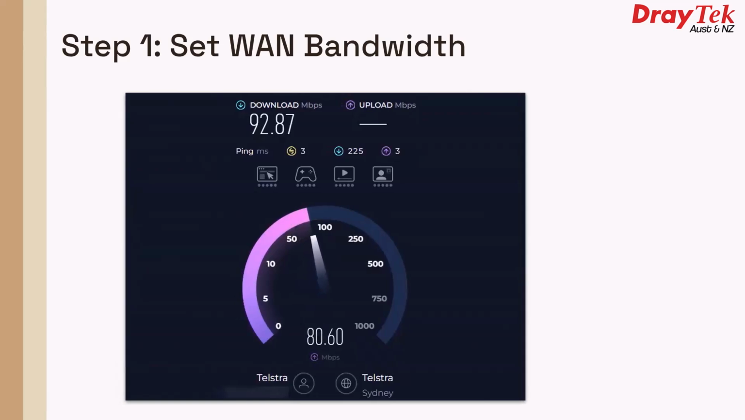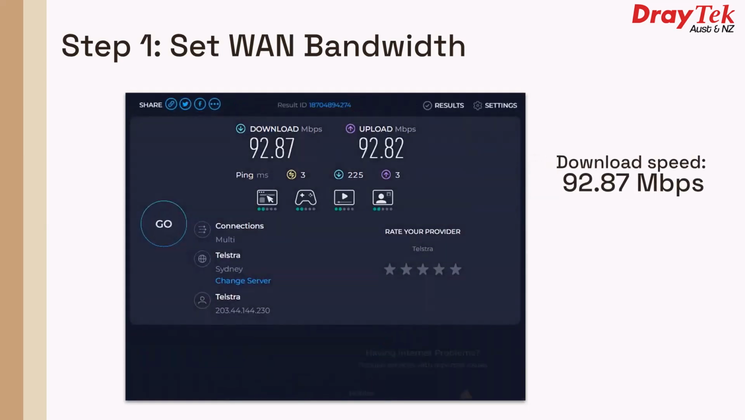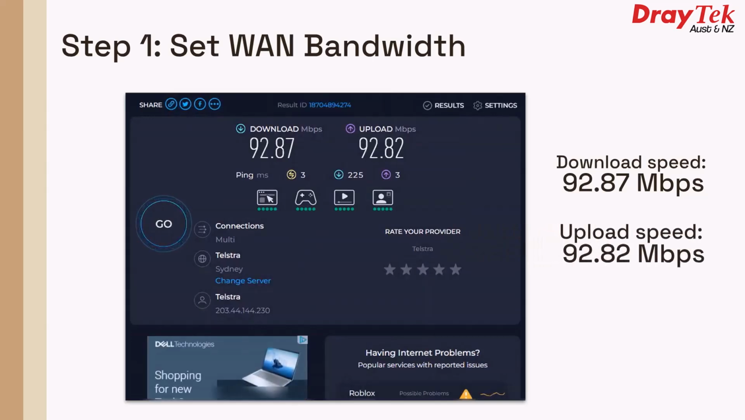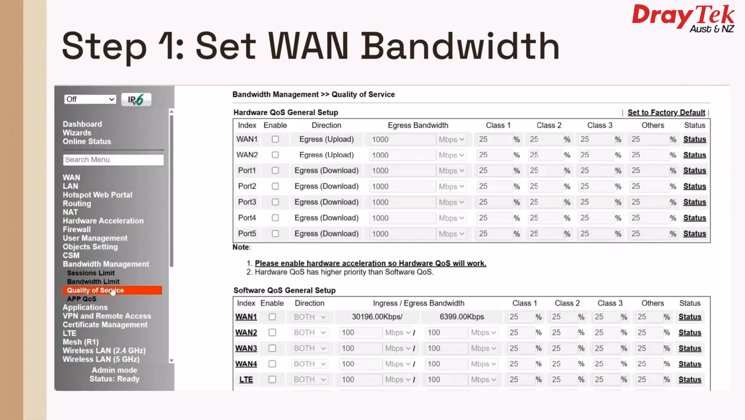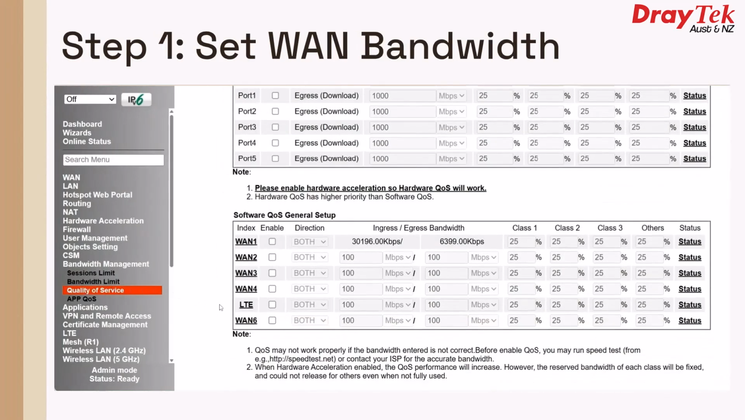You can contact your ISP for this information or use speedtest.net to check your current inbound and outbound speeds. In this example, the results show 92.87 megabits per second download and 92.82 megabits per second upload. Next, navigate to Bandwidth Management, Quality of Service. Under Software QoS General Setup, select your WAN interface and enter the tested bandwidth speeds. For VDSL on WAN 1, the bandwidth is automatically detected. For WAN 2 and onwards, you will need to manually enter the bandwidth values.